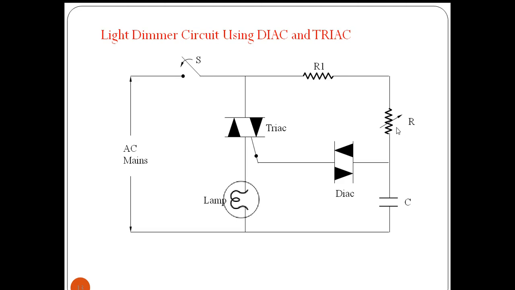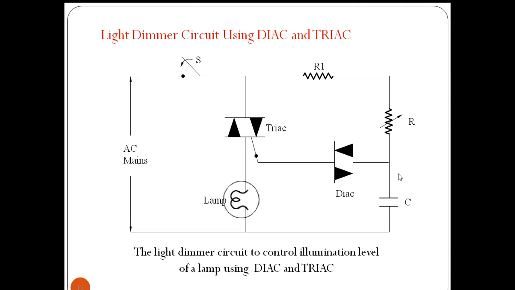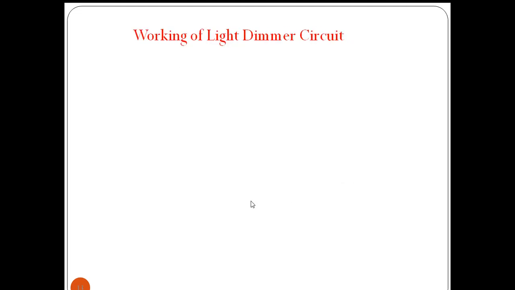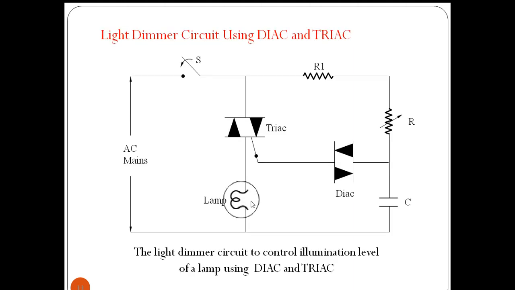If the resistance is higher, a small current flows through the capacitor, and the capacitor charging time increases. Then the firing becomes delayed, and the lamp will glow at a later stage. If this R value is reduced, the capacitor charges at a faster rate, and the lamp will illuminate more brightly.